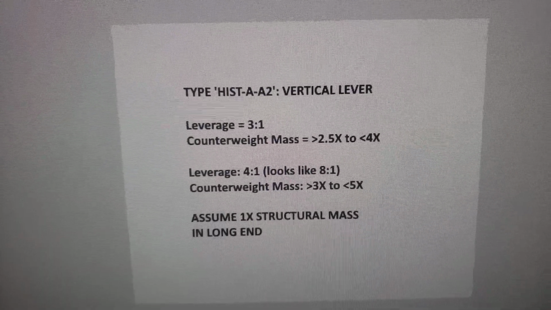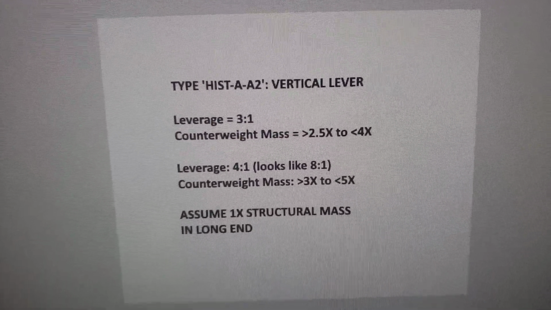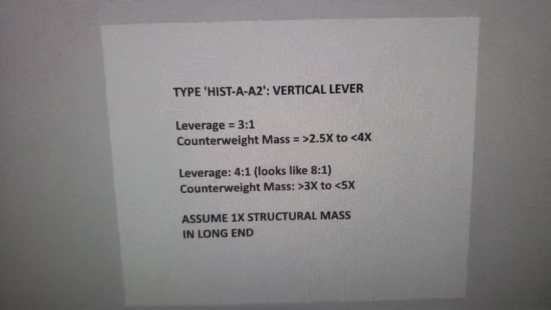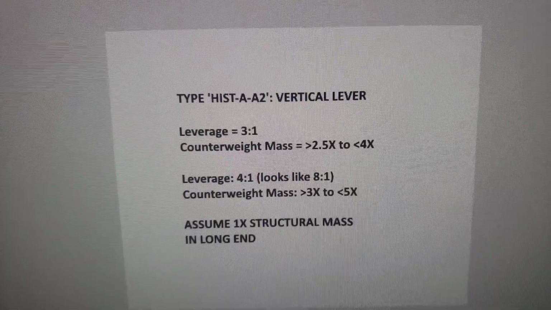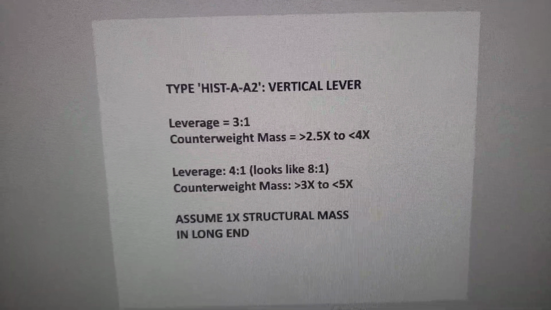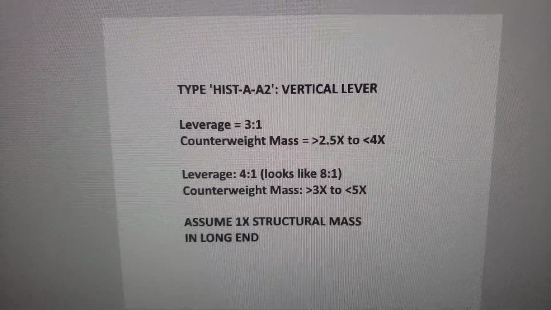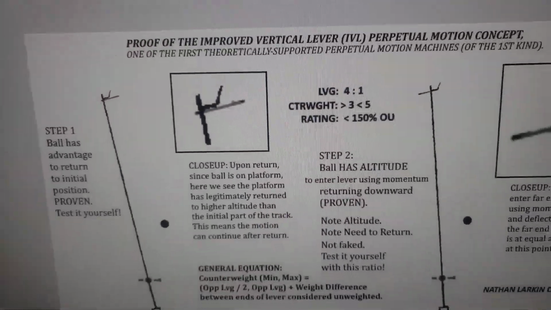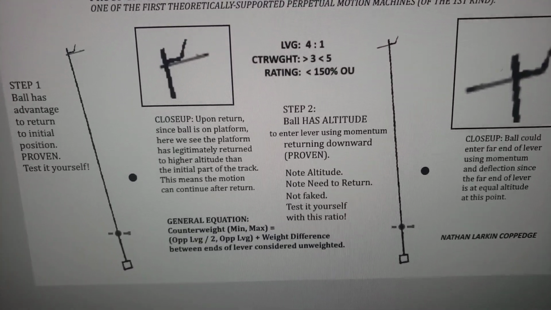Type history A2, vertical lever, leverage 3:1, counterweight mass greater than 2.5 to less than 4 times, or leverage 4:1, looks like 8:1, counterweight mass greater than 3 to less than 5 times, assume 1 time structural mass in log end. This is a demonstration of the vertical lever in a diagram form.